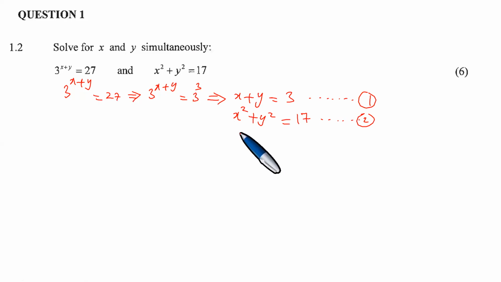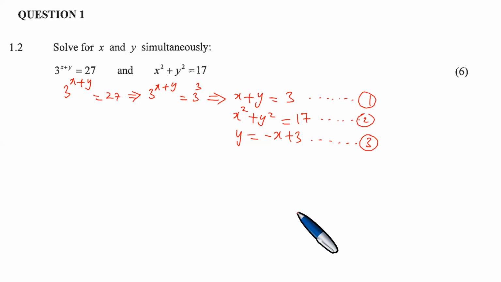So from the first equation, you can transpose x so that we obtain y equals minus x plus 3. Look at the first equation. It is x plus y equals 3, but if you transpose the x, it will attain a negative sign in front, making it minus x plus the 3 on the right side of the equation. And this becomes equation 3 of the simultaneous equations.